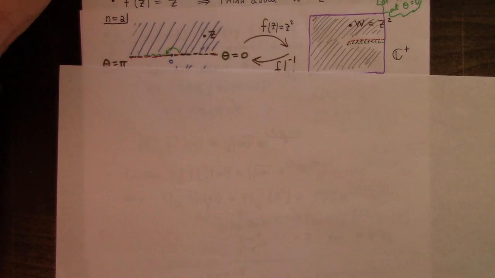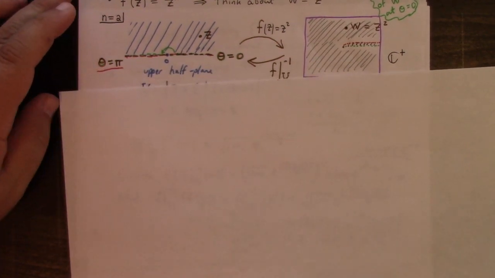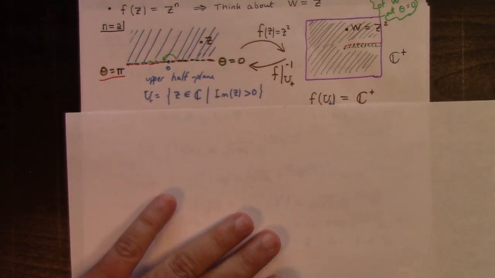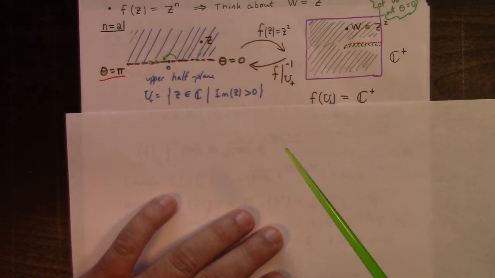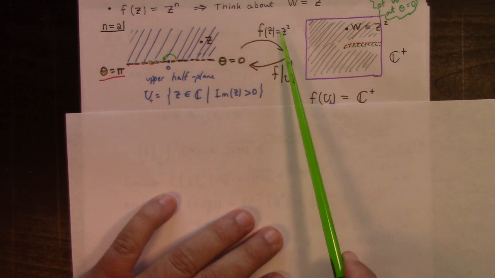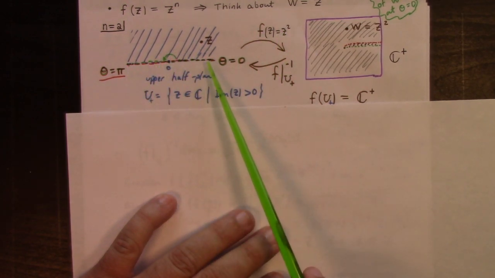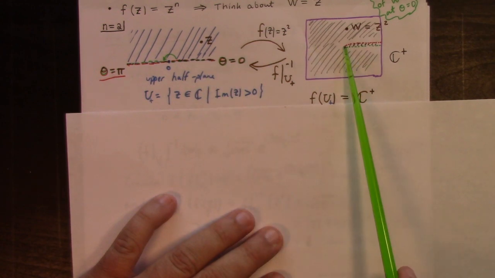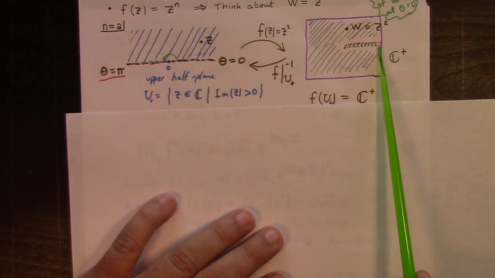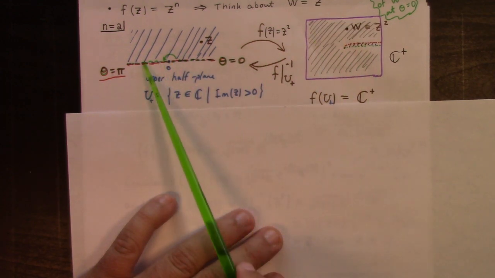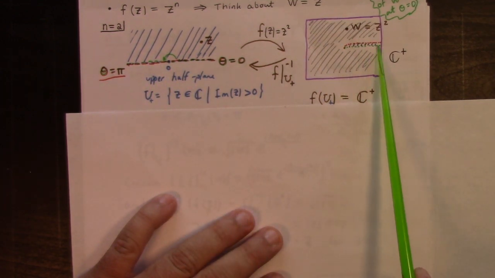Okay, so let's talk about it here. So z squared. If we look at the square function, we can think about restricting the square function to the upper half plane with the real axis not included. Well, the real axis itself would map to the positive real axis under the square function, right? Because the square of a positive number is a positive number, the square of a negative number is a negative number. They both map to this guy.